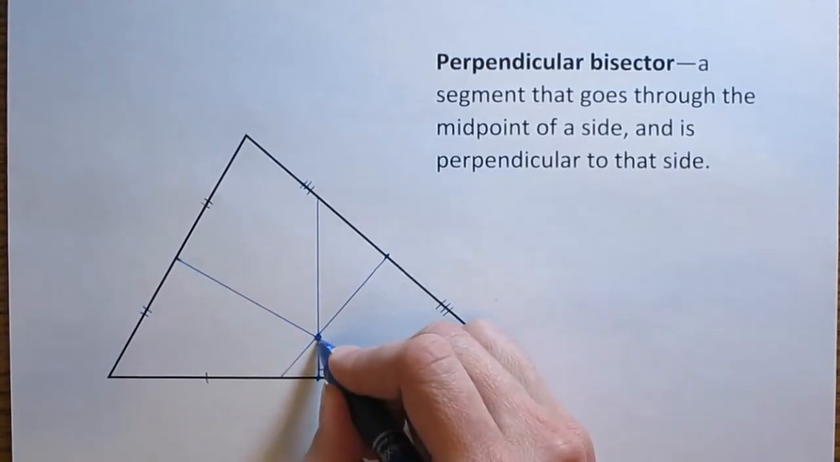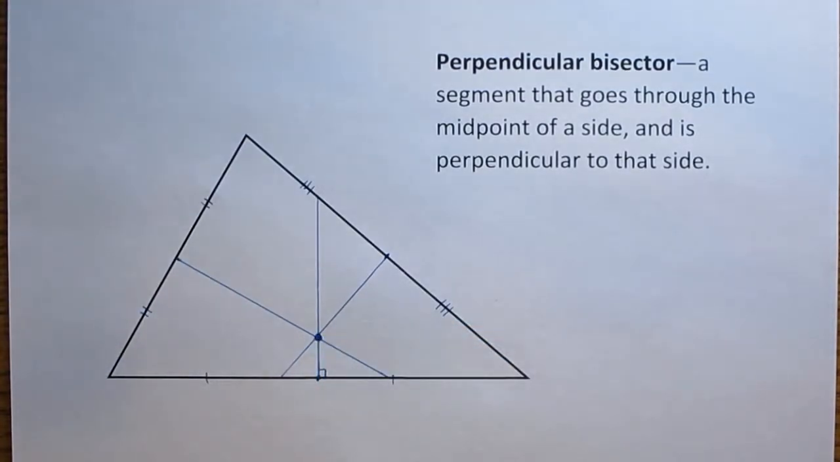And then also you'll notice that the three perpendicular bisectors all meet together at one point. Okay? Those are all going to meet together at the circumcenter. All right? And the circumcenter will always be inside of the triangle.